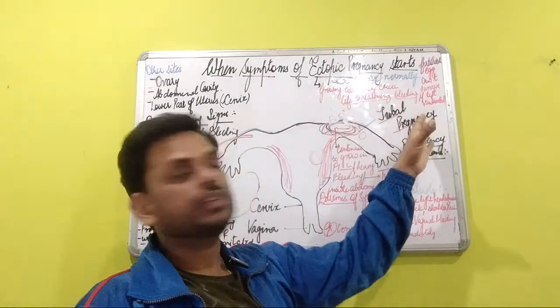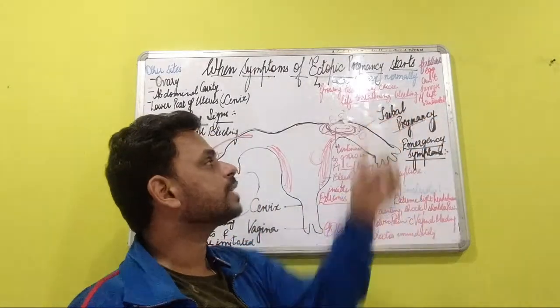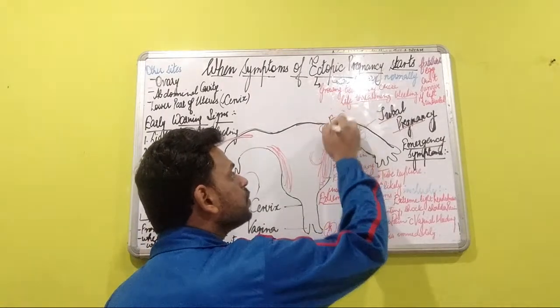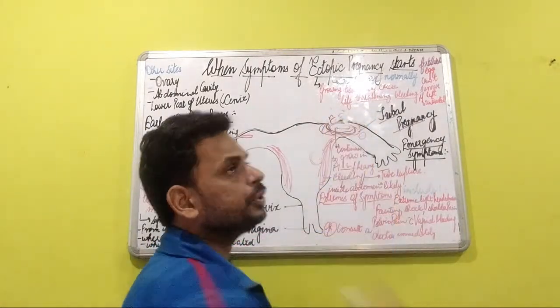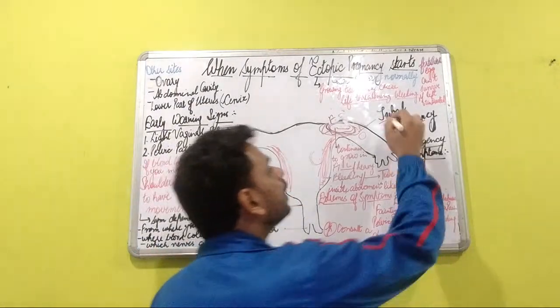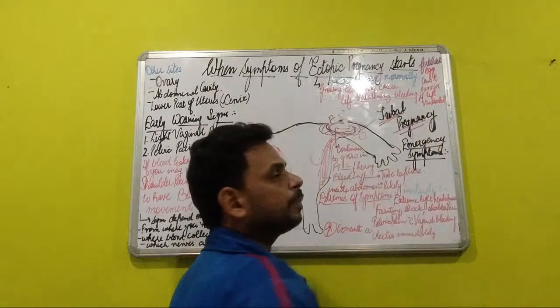In most ectopic pregnancy cases the most common site is the fallopian tube, and once the fertilized egg implants into the fallopian tube, this type of ectopic pregnancy is called a tubal pregnancy. So this is tubal pregnancy.